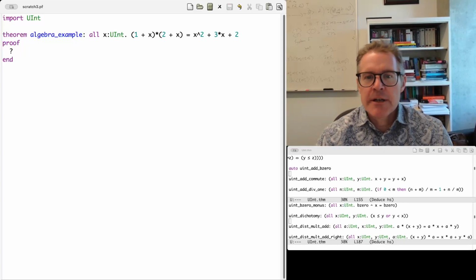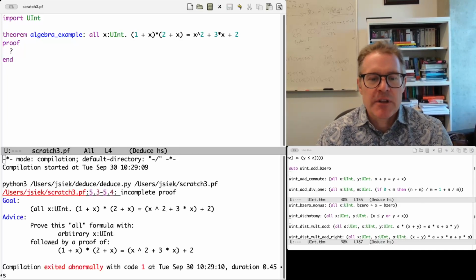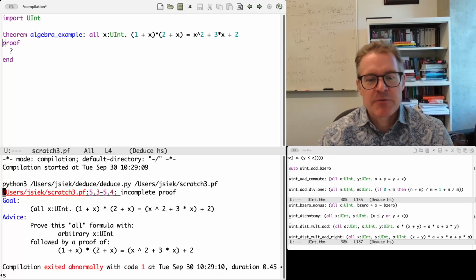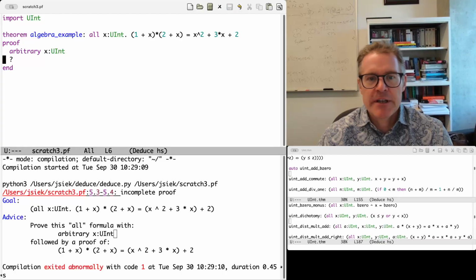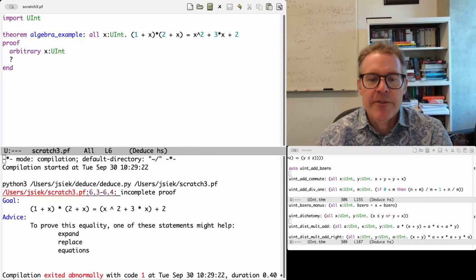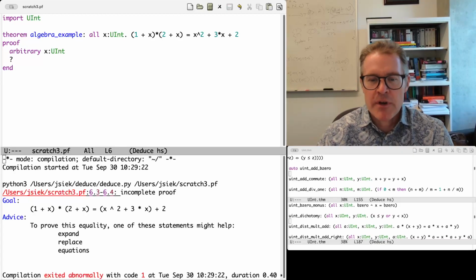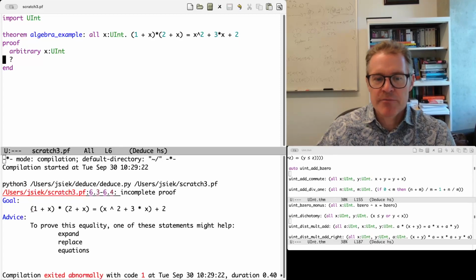Okay, so all right, we need to prove an all statement here. So we'll let Deduce remind us what we should do here. Of course, that means we need to say, okay, let x be an arbitrary integer, and let's then try to proceed with the proof with that arbitrarily chosen integer. Sort of a placeholder for any integer. Okay, so now we have this equation to prove.